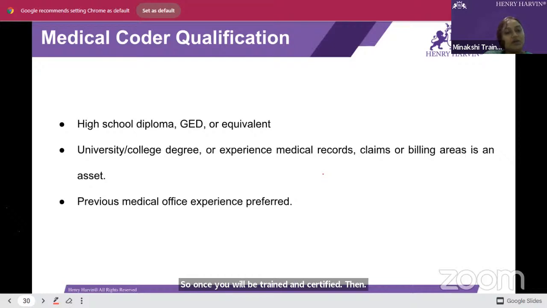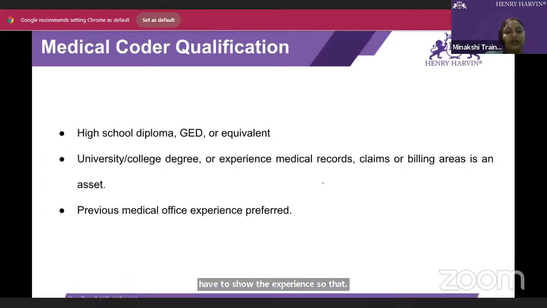So you must be a degree holder, with a degree in pharma, medical, nursing, life science. These are what I have told you. Apart from that, if you do have any experience, you have to show the experience so that they will give preference to you.